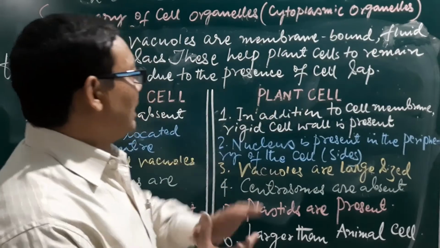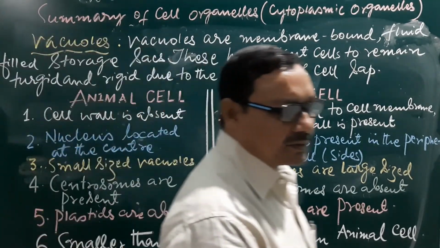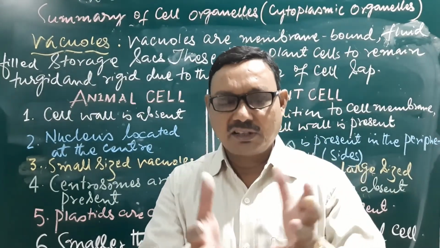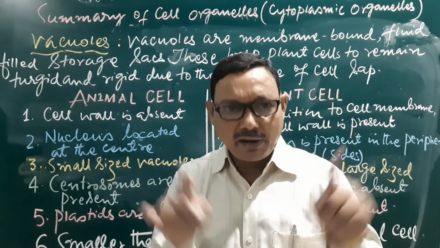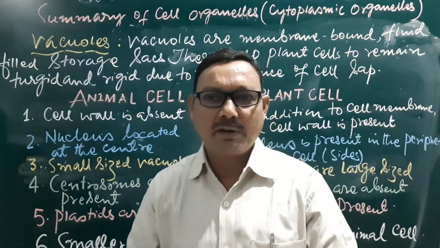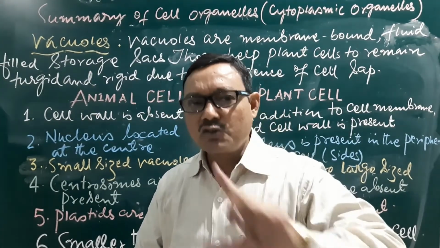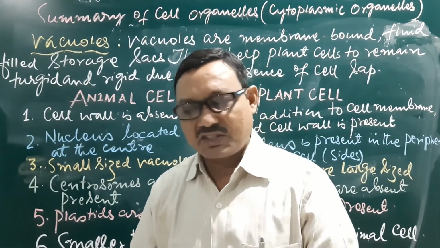These help plant cells to remain turgid and rigid due to the presence of cell sap. The fluid substances within the membrane bounded vacuoles are known as cell sap, and the vacuole membrane which surrounds the vacuole is also known as tonoplast.